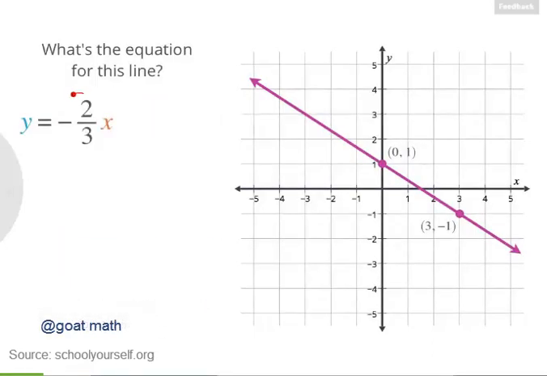Exactly, the slope of this line is -2/3 and the y-intercept is 1. So the equation for this line in slope-intercept form is y equals -2/3 x plus 1.